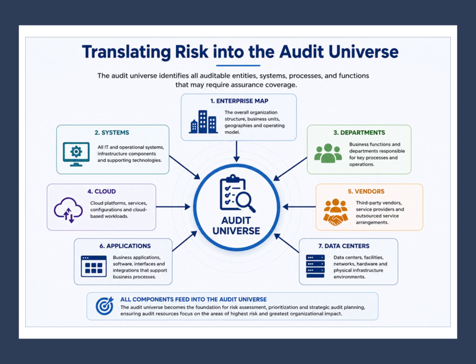By translating organizational risks into auditable areas, internal audit can prioritize reviews based on business impact, risk exposure, and strategic importance. The audit universe then becomes the foundation for risk assessment, strategic audit planning, and the effective allocation of audit resources. This ensures audit efforts remain focused on the areas that matter most to the organization.